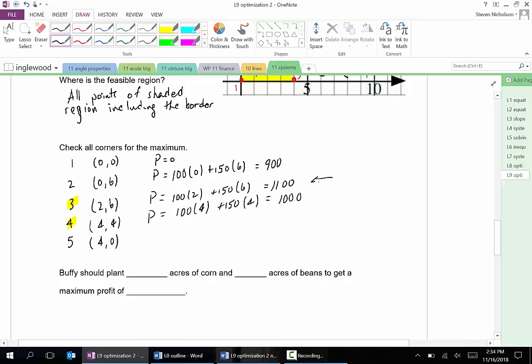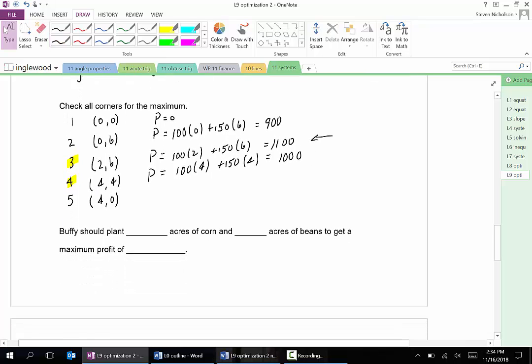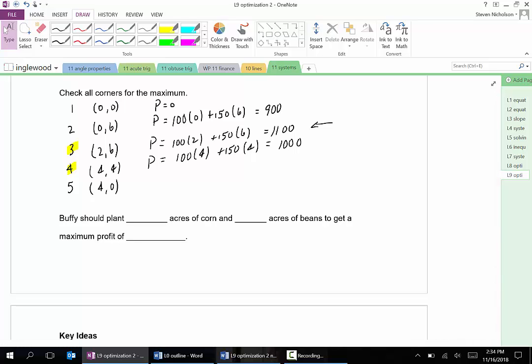I'm not going to do the last one because it's only going to be 400, if you want to figure it out. But there we go. We're trying to figure out how much money we can make. And wow, who'd have thought math could actually help us? So to answer the question, Buffy should plant 2 acres of corn and 6 acres of beans. And if she did that, she'd get a maximum profit of $1,100.